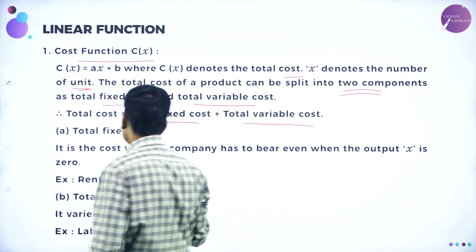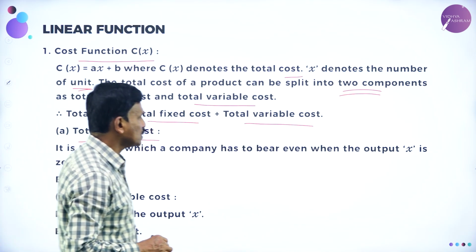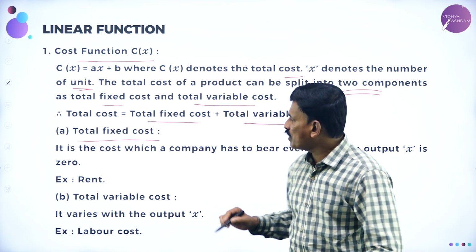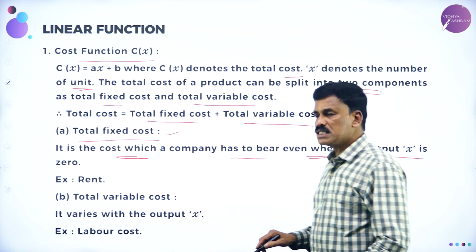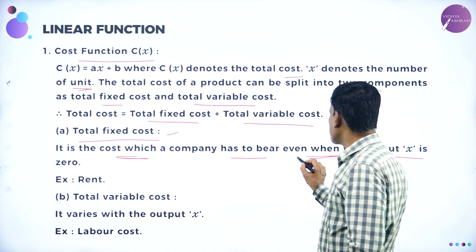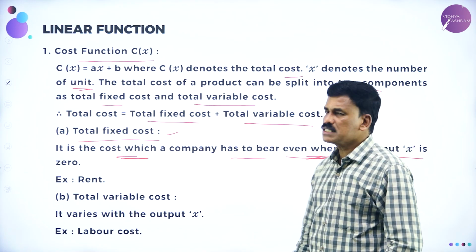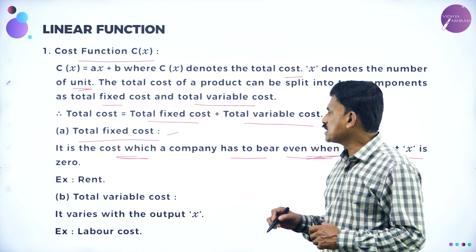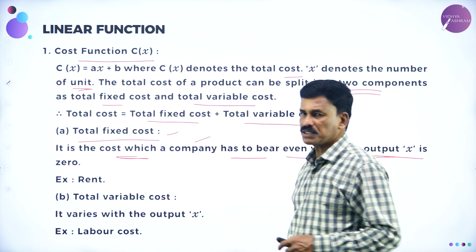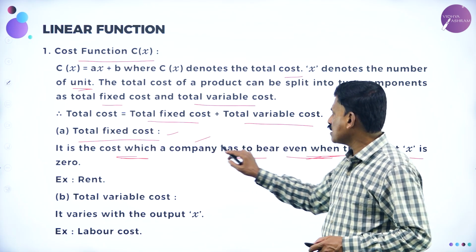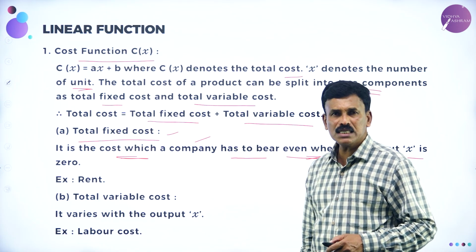Let us know what is meant by total fixed cost and total variable cost. What is total fixed cost here? It is the cost which a company has to bear even when the output X is 0. Even if the output X is 0, the total cost will be borne by that company. That means it is the cost which a company has to bear when the output X is 0.